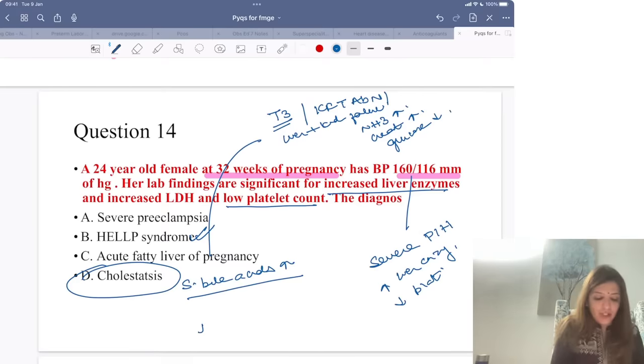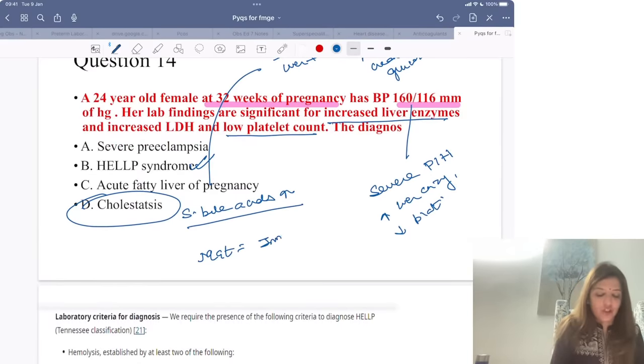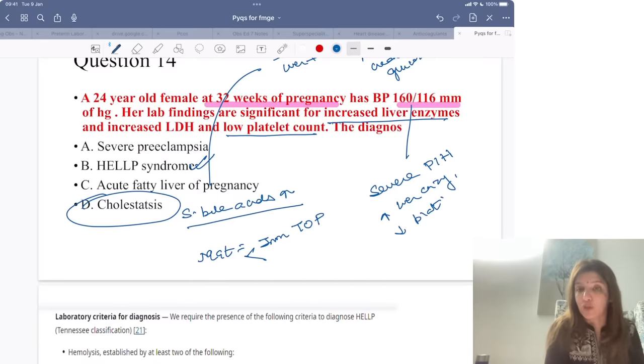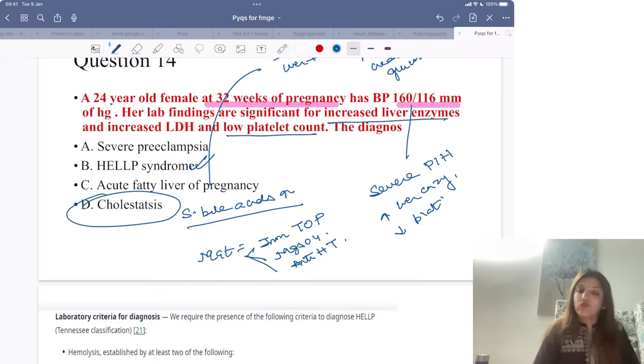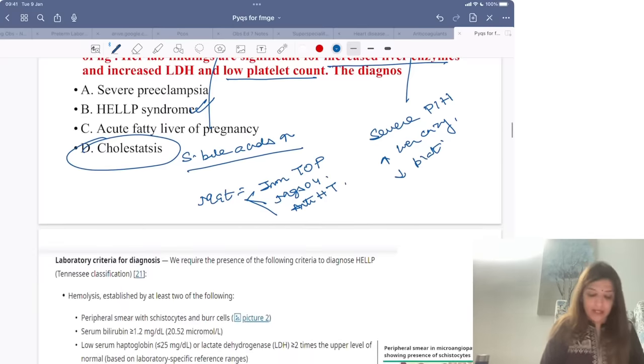What is the management of HELLP syndrome? Management of HELLP syndrome is immediate termination of pregnancy. And because HELLP syndrome is a complication of severe PIH, you have to give magnesium sulfate so that the patient does not have convulsions, and you have to give an antihypertensive. So you give antihypertensive, you give magnesium sulfate so that she doesn't throw any convulsions, and you go for immediate termination of pregnancy.